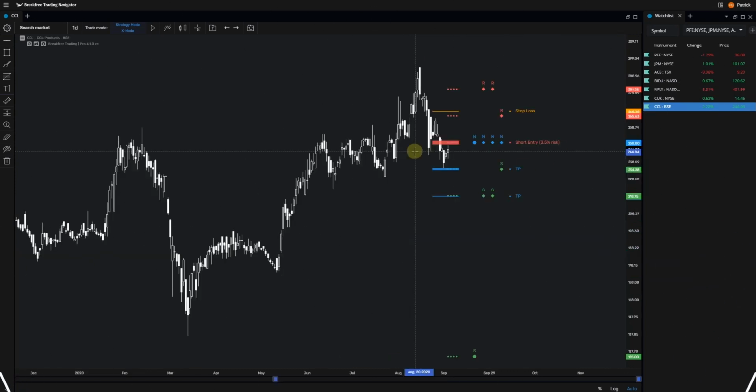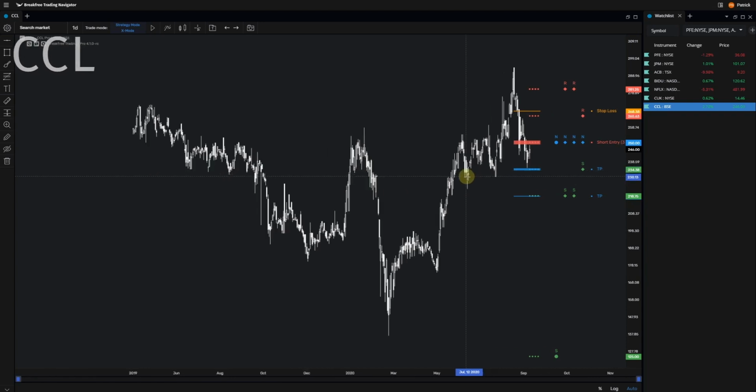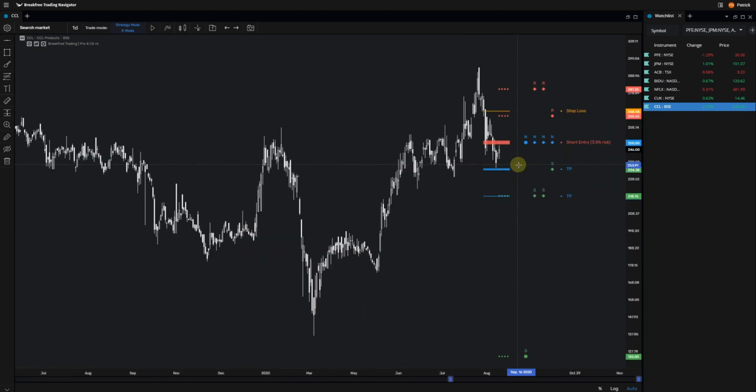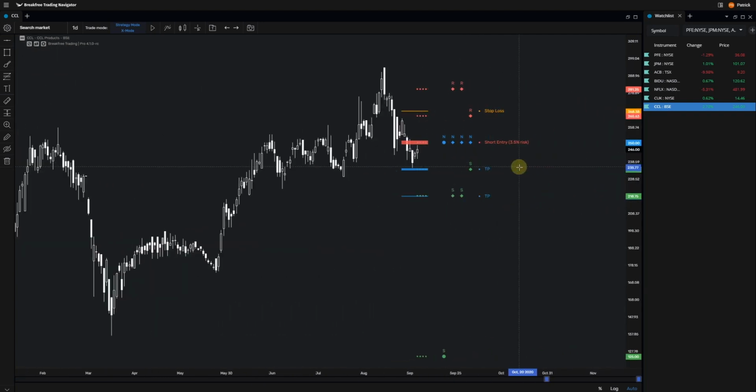This is a trade setup from CCL. Looks good. Looks like we already hit TP1 once, so this would be a repeat trade, but I'm pretty sure we can hit that TP point one more time. So this is a trade you can set up.